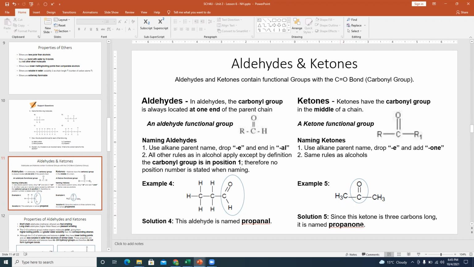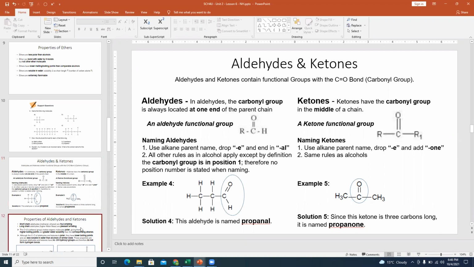Since this is 3 carbons long, we don't really have to say a number. We don't have to associate a number with this one, because where else would it be? It's a ketone, it has to be in the middle. This is one end, this is the other end. There's only really one carbon that is designated as the middle. It's only a 3 carbon chain. So it's a propanone. It doesn't make sense to say it's a 2-propanone, because where else would the ketone group, this carbonyl group, be?